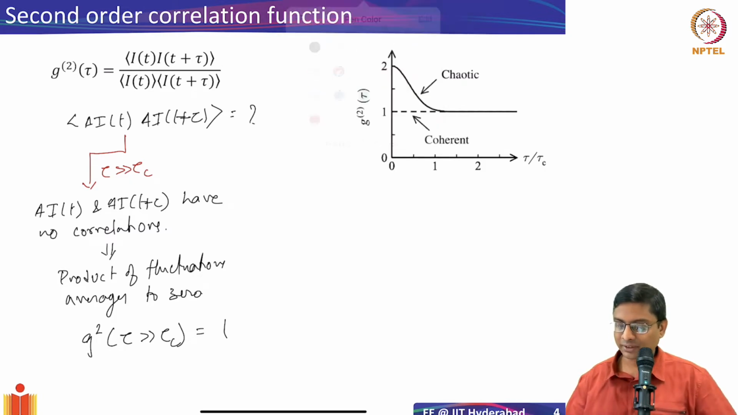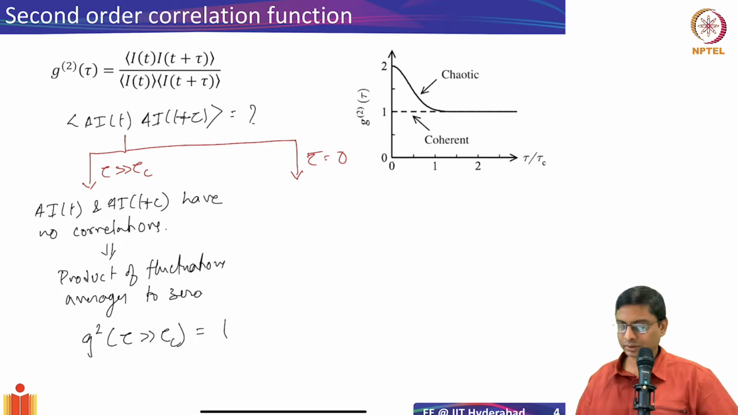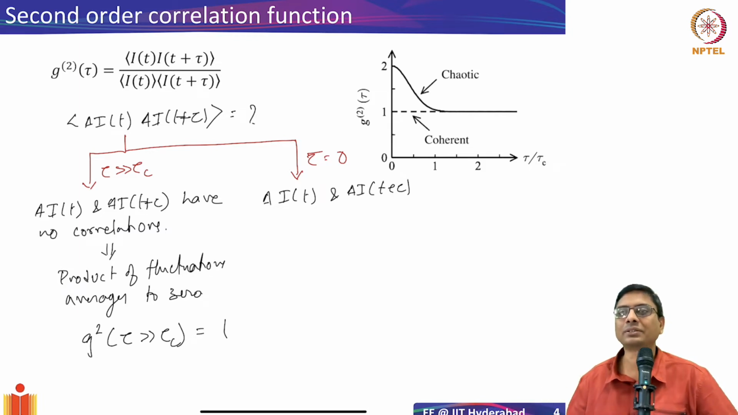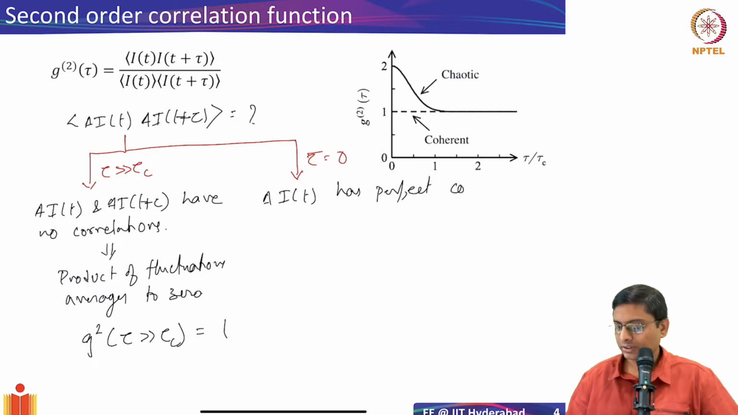Okay. This is the first scenario. A more interesting thing happens when your tau is close to 0. Tau equal to 0, let's consider. What will happen now? When tau is equal to 0, is there any correlation between delta I of t and delta I of t plus tau, but tau is 0? So delta I has perfect correlation with itself, right?